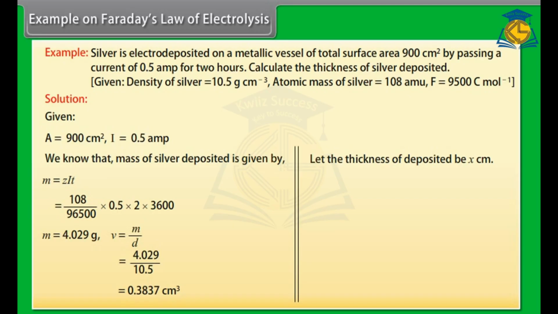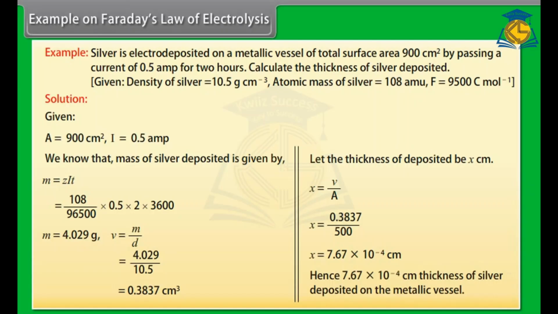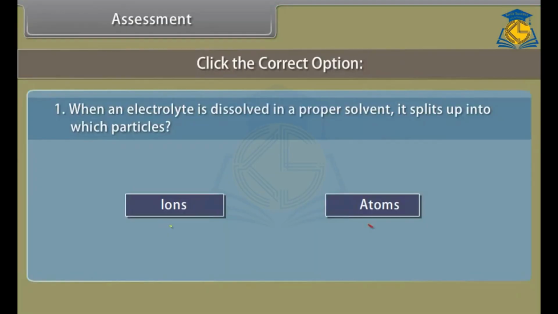We know that x = V/A. By putting the values we get x = 7.67 × 10^-4 cm. Hence, 7.67 × 10^-4 cm thickness of silver is deposited on the metallic vessel.